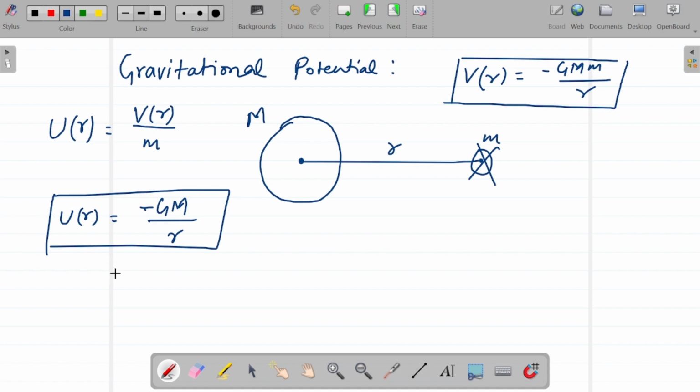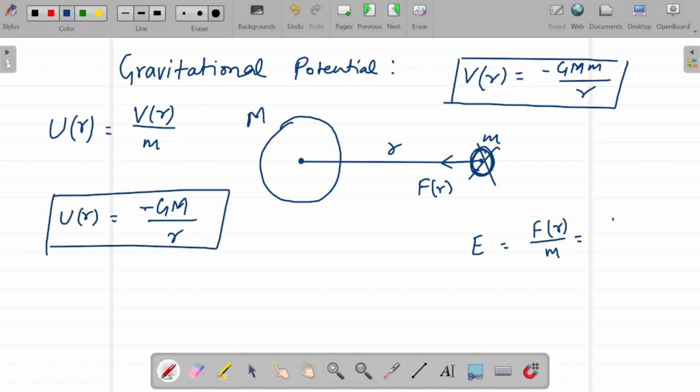Now, one more thing I am going to introduce, that is gravitational intensity. Like gravitational potential, which is gravitational potential energy per unit mass, in the same way gravitational intensity is gravitational force per unit mass. So let's say at this point there will be gravitational force acting on this mass m, and this gravitational force, let's say, is F r. So we can write gravitational intensity at this point, or simply gravitational field intensity, will be this much.